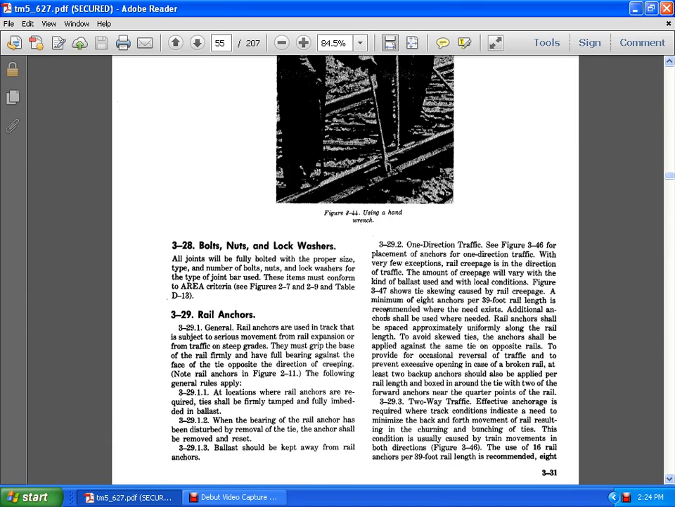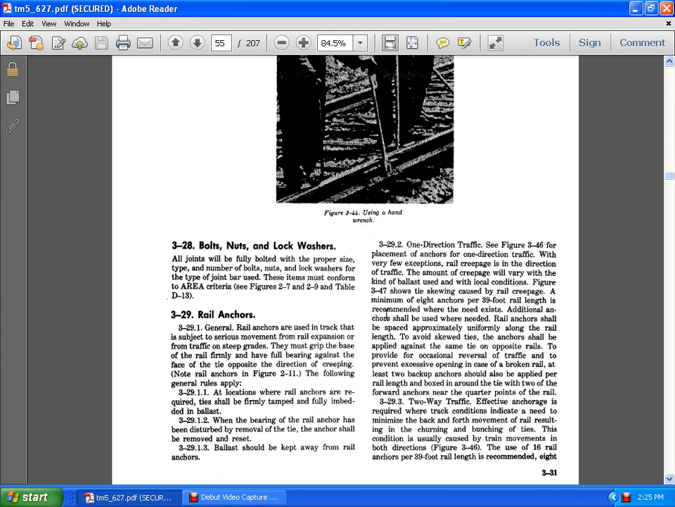329.2 One direction of traffic. Anchors for one direction traffic are used to resist the rail creepage in the direction of the traffic. The amount of creepage will vary with the kind of ballast used and local conditions. Figure 347 shows the ties skewing caused by rail creepage. A minimum of 8 anchors per 39 feet of rail length is recommended where needed. Additional anchors shall be used if needed.